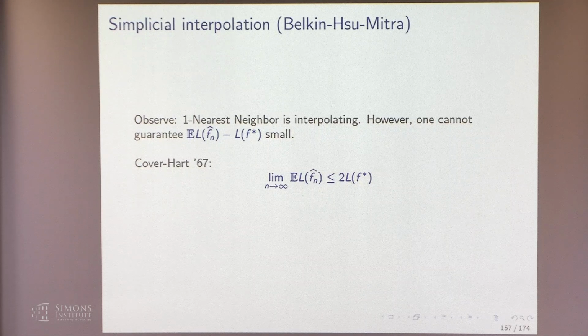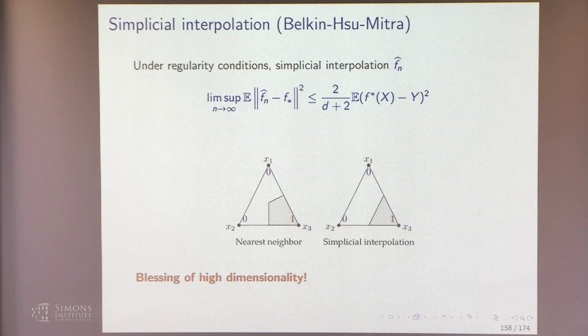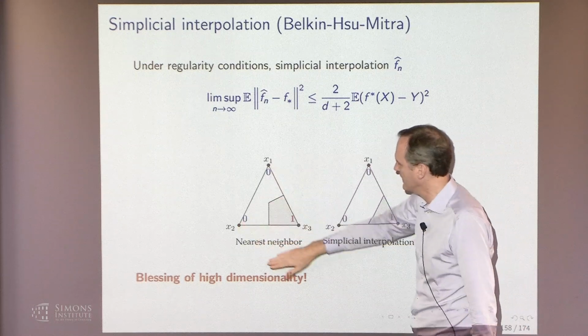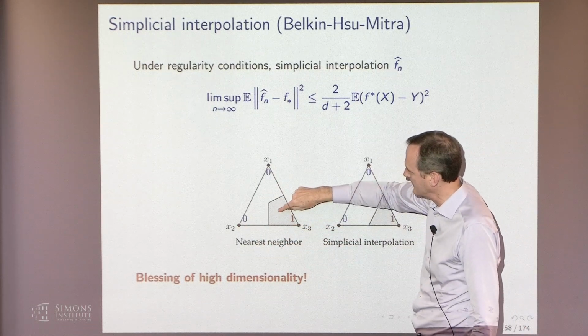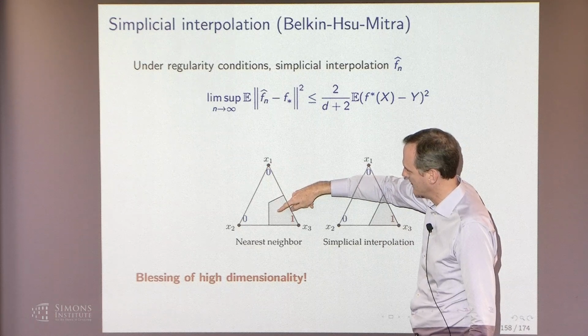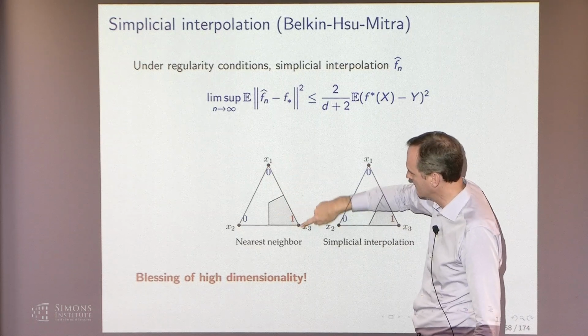But there's this work of Daniel, who's here somewhere, hiding over here. Daniel and collaborators, Belkin and Mitra, on a variant of one nearest neighbor. The way this works is to take a sort of simplicial partition of space defined by the sample. So with one nearest neighbor, you might have three neighbors close to a point here, and you would consider the closest one.